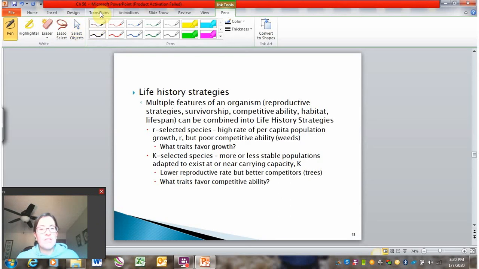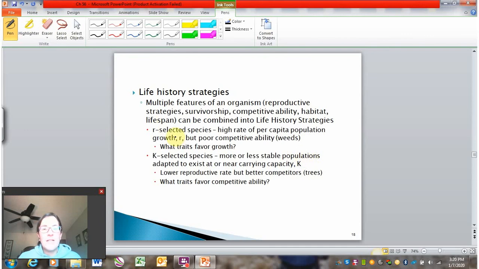So some generalizations that we can make about populations and how they grow, how they reproduce, their survivorship, their competitive ability are called life history strategies. And we break them into two categories using these terms, per capita growth rate, or r, and carrying capacity, K. So some species are r-selected species, and remember, r stands for per capita growth. So these are species that have optimized growth rate. So they tend to have a high rate of per capita population growth. Whereas K-selected species have more or less stable populations around carrying capacity. So they tend to exist at carrying capacity.